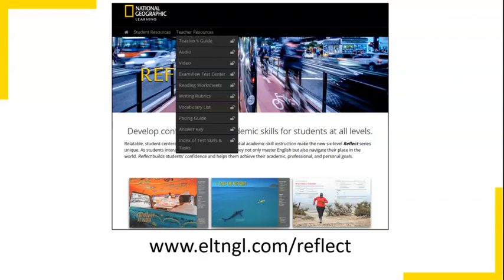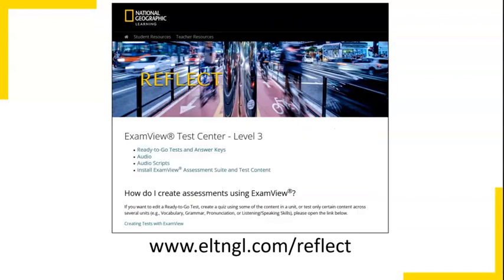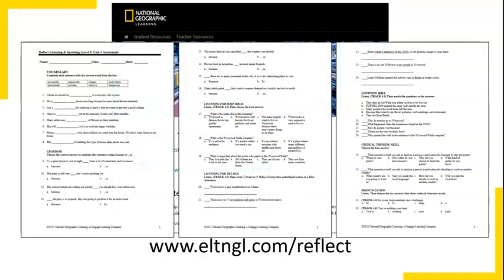Writing rubrics, graphic organisers, vocabulary lists, pacing guides, and answer keys can also be found here. Also available are tests, accessed through the ExamView Test Centre. Here teachers can find ready-made unit tests, as well as access to the ExamView Assessment Suite. Once downloaded, it allows teachers to create their own customizable tests using a bank of questions.